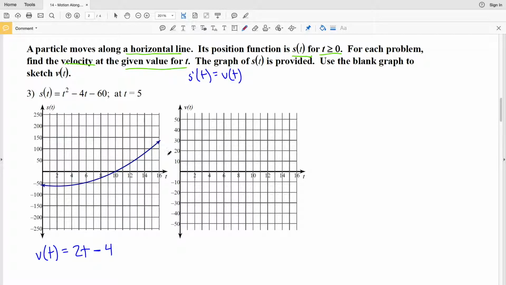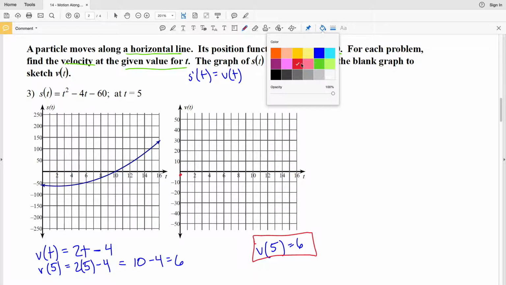Well, we can use our y-intercept of negative 4, so (0, -4) is one point on our velocity graph. And then the next point we can use, well, let's just go ahead and plug in 5 and solve. So plugging in 5 for v of t, we get v of 5, which is 2 times 5 minus 4, and 2 times 5 minus 4 is 10 minus 4, which gives us a positive 6. So v of 5 is equal to 6. So our velocity, otherwise known as our speed, at time t is 6.